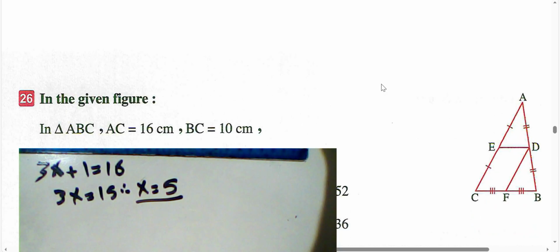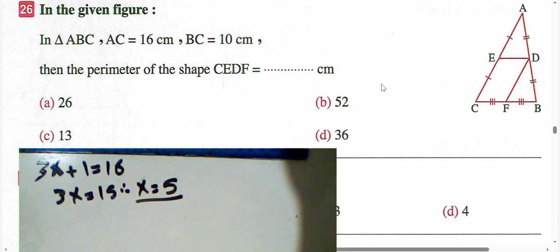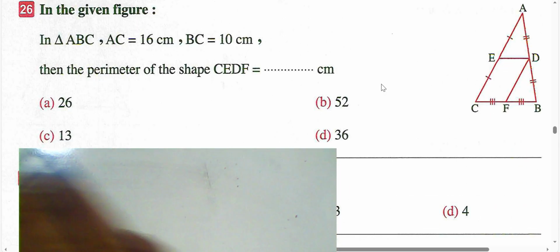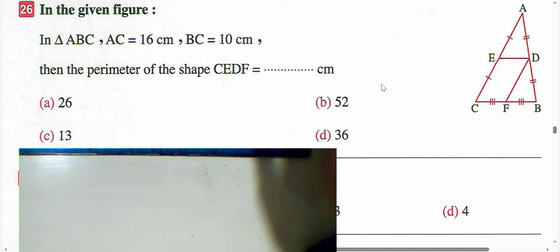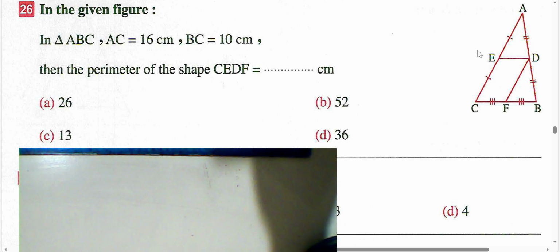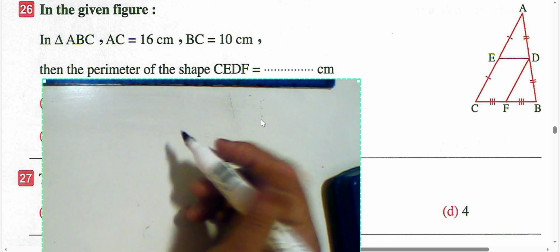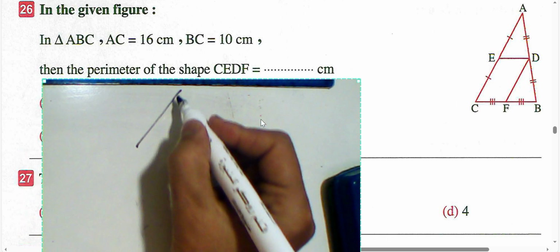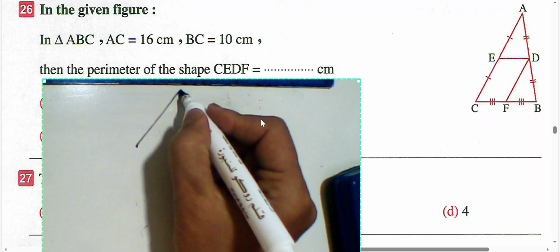Next question. Number 26. In triangle ABC, we have AC was 16 centimeters. Okay, we'll draw this triangle. Look at here, we have a triangle. He wants to find the perimeter of the shape.